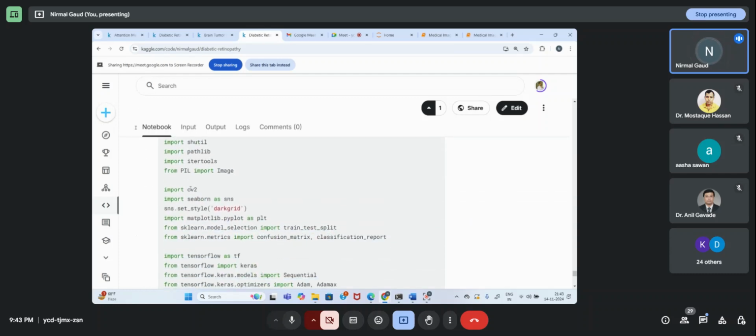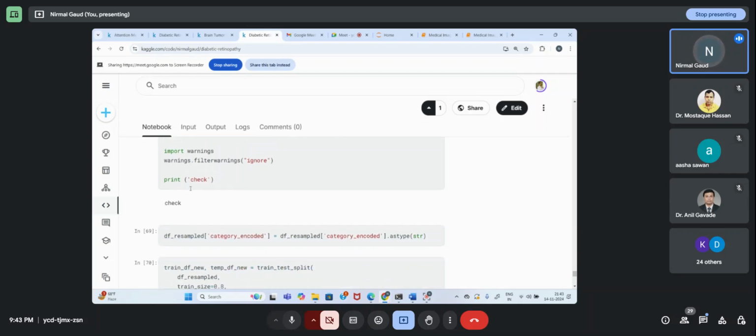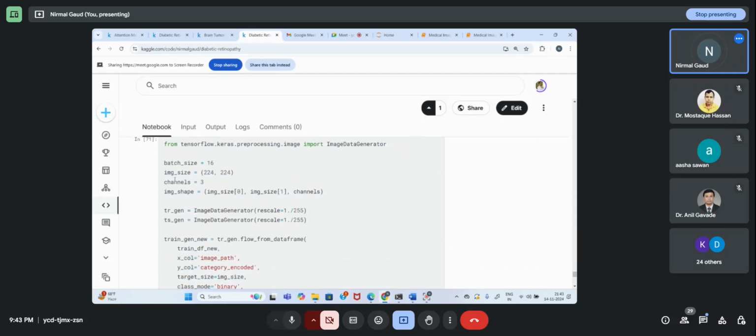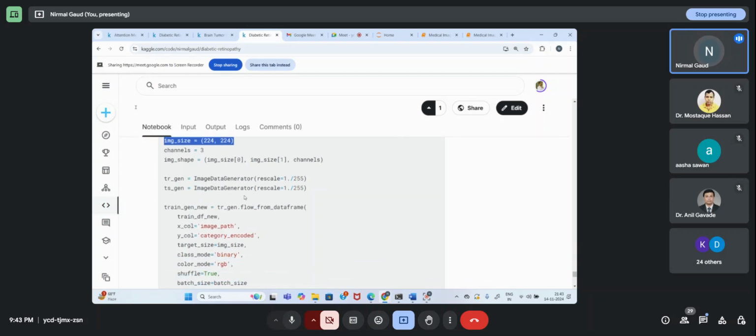All right, and then I imported all the TensorFlow libraries. I divided my data into training and testing, and then I performed the pre-processing, in which I took 3 channels. The size of the images should be converted to 224 by 224, that is the expectation of the pre-trained models. Okay, so I have used exactly the same code as in brain tumor, no changes at all.